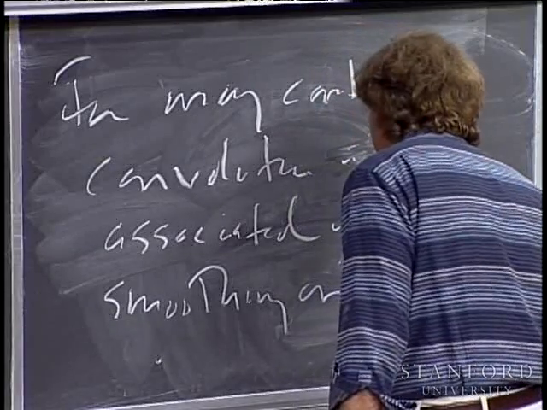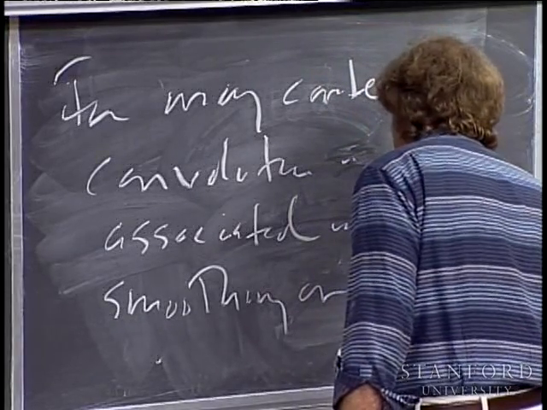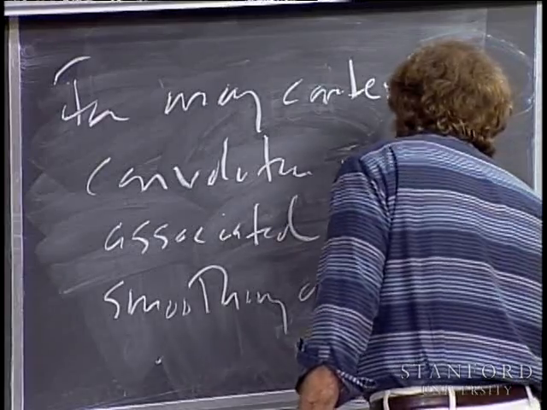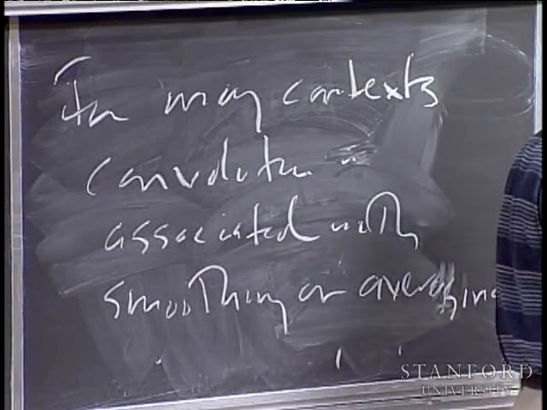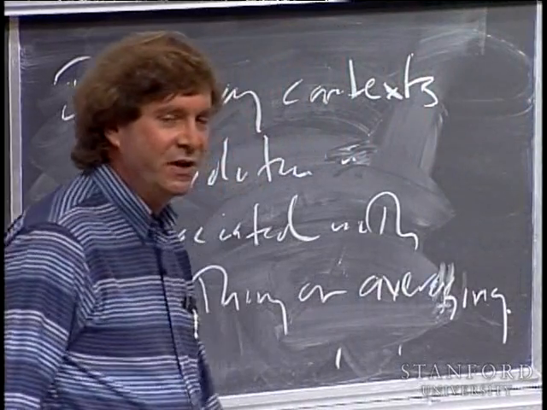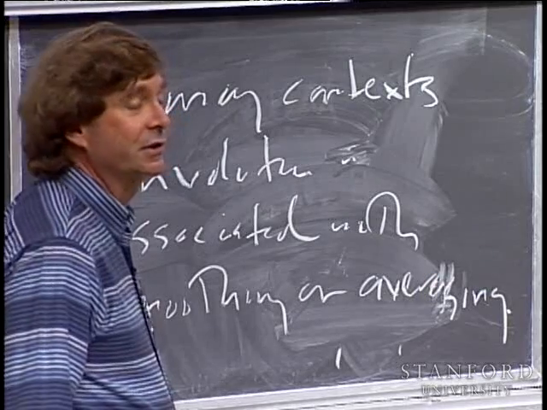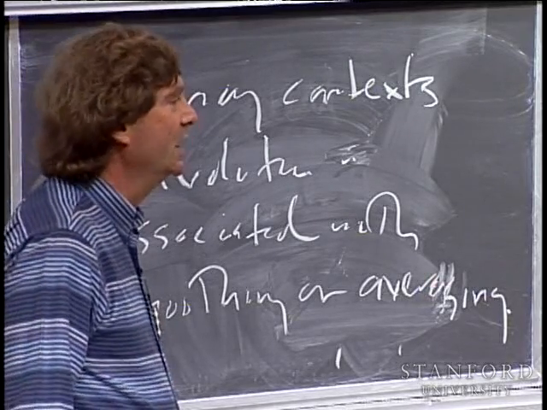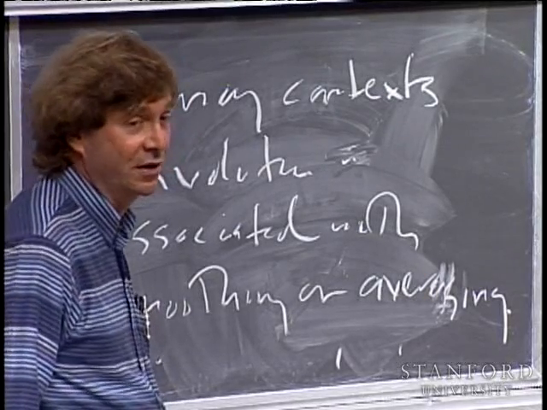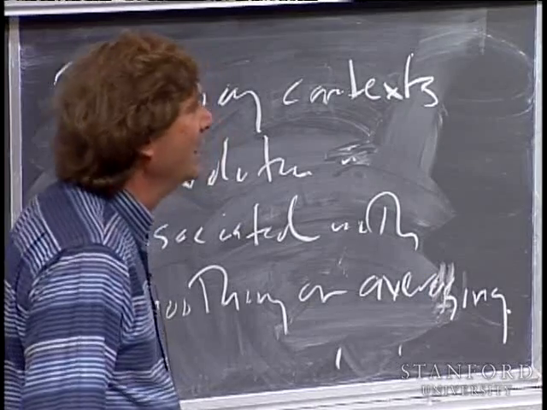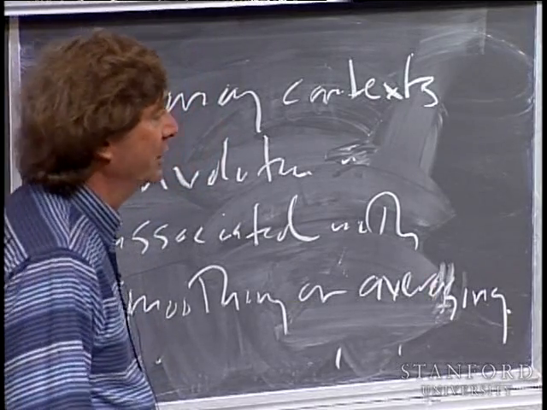Now, even that is not universal. The low-pass filter smooths. The high-pass filter does not smooth. The mathematical difference between the two is that the low-pass filter involves convolution with a function, while the high-pass filter involves convolution with distributions or delta functions, and that's not a smoothing operation. But convolution with a function is often associated with smoothing or averaging.